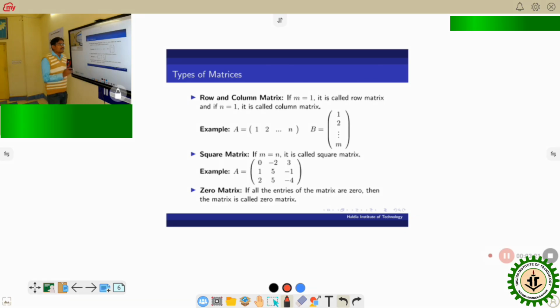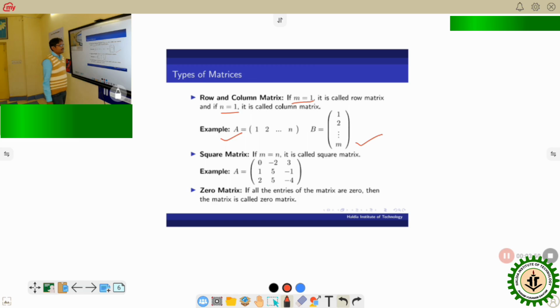Then, if the number of rows in a matrix is equal to 1, it is called a row matrix. If the number of columns in a matrix is 1, it is called a column matrix. This is the example. Here you see that the number of rows in this matrix is 1, so it is called a row matrix, and the number of columns in this matrix is 1, so this is the example of a column matrix.